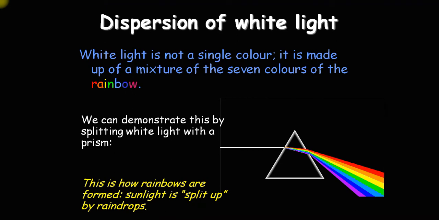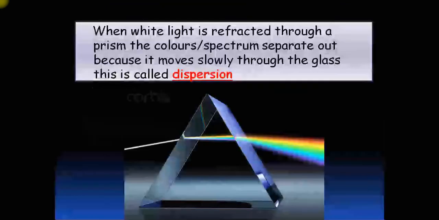Sunlight of course is split up by raindrops. We're going to look at that later. So what does dispersion stand for? What do we mean by that? When white light is refracted through a prism, the colors, or what we sometimes call the spectrum, separate out because the colors move at different speeds through the glass, and that is what we call dispersion. So dispersion generally is the splitting or separation of the component colors of white light, which we otherwise call the spectrum.